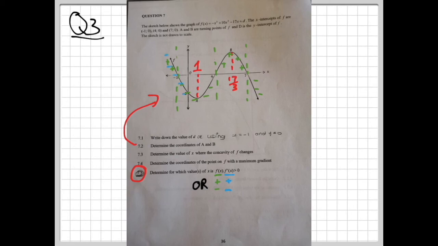On the left of A, my graph is decreasing. So on the left of 1, my graph is sloping downwards. Between 1 and 17 over 3, my graph is sloping up, so my f accent x is positive. If I look on the right-hand side of 17 over 3, then my graph is going down. It's sloping downwards. So my derivative is negative. So be careful if you get stuck thinking you don't know how to derive it or don't have a formula. Guys, it's about the form of the graph, increasing or decreasing.